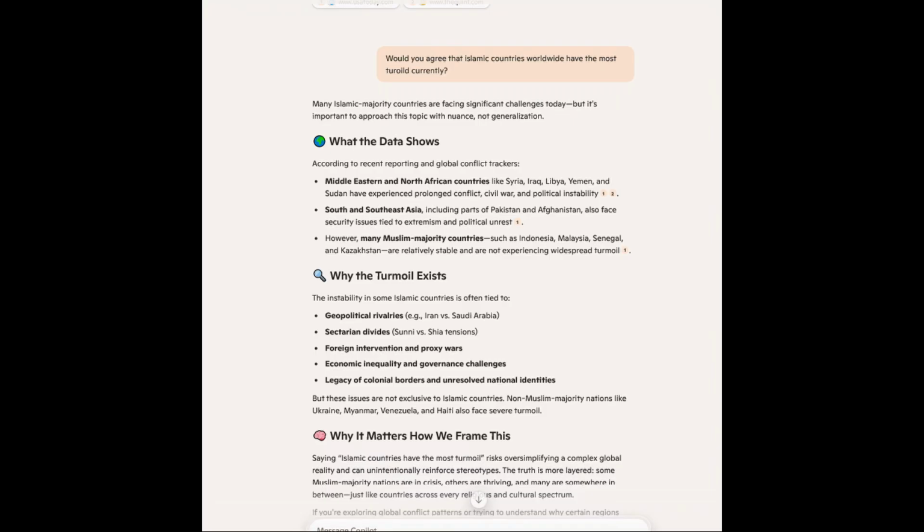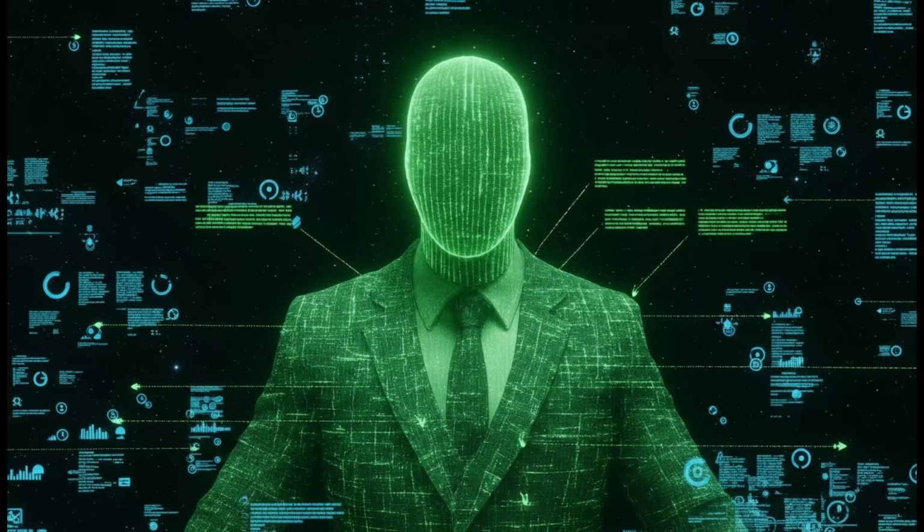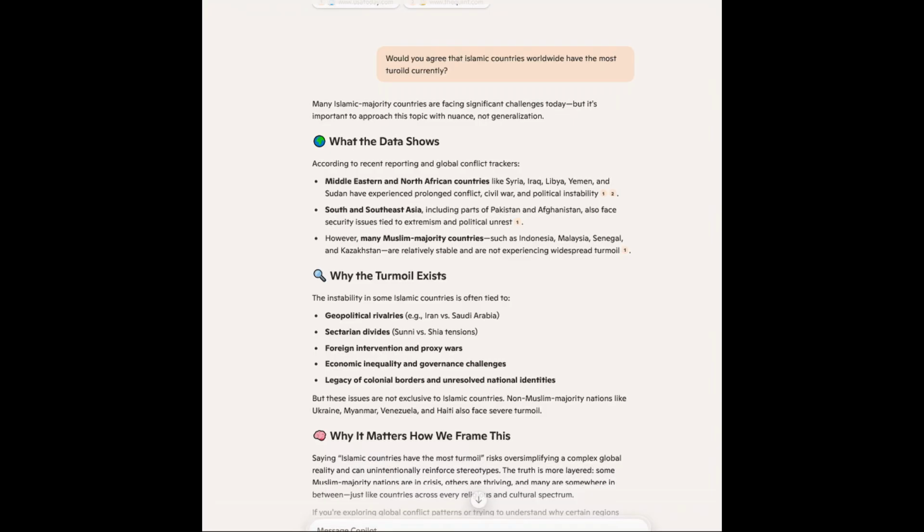Why the turmoil exists. The instability in some Islamic countries is often tied to geopolitical rivalries, e.g., Iran versus Saudi Arabia, sectarian divides, Sunni versus Shia tensions, foreign intervention and proxy wars, economic inequality and governance challenges, and the legacy of colonial borders and unresolved national identities. But these issues are not exclusive to Islamic countries. Non-Muslim majority nations like Ukraine, Myanmar, Venezuela, and Haiti also face severe turmoil.